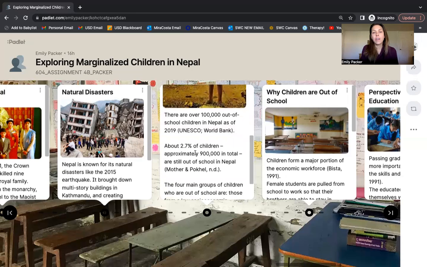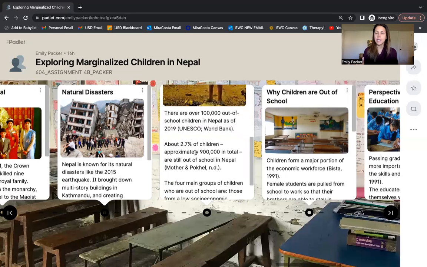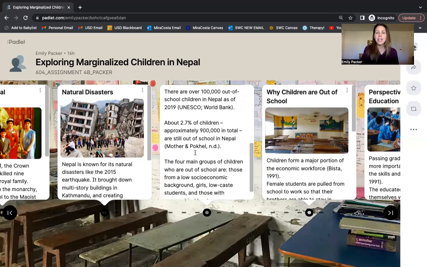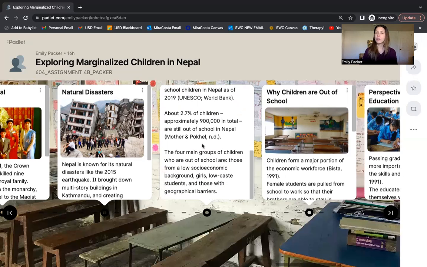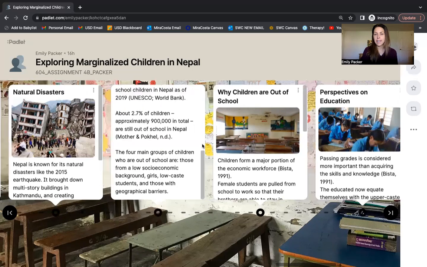So I found varying sources for how many kids are out of school in Nepal. It varies from 100,000 from UNESCO and World Bank, to about 900,000, and that was by world partners. And so there's a good amount of students still out of school. The four main groups of children who are out of school are those from low socioeconomic backgrounds, girls, low caste students, and those with geographical barriers.